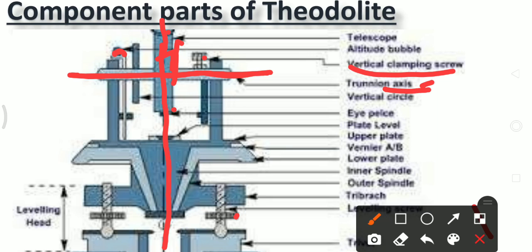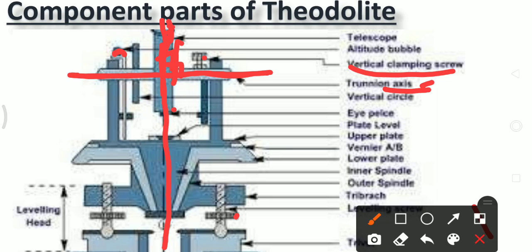This Trunnion axis is perpendicular to the vertical axis. The vertical axis is the axis about which the theodolite is rotated in the horizontal plane. So these two fundamental axes, the first the Trunnion or horizontal axis and the second the vertical axis, are mutually perpendicular.